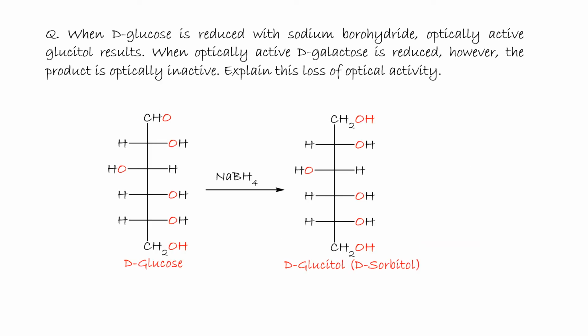When glucose is reduced with sodium borohydride, optically active glucitol results. When optically active D-galactose is reduced, however, the product is optically inactive. Explain this loss of optical activity. D-glucose with sodium borohydride, you reduce this aldehydic functionality to CH2OH. And the molecule, as we can see clearly, does not have any kind of symmetry. So glucitol is an optically active molecule.